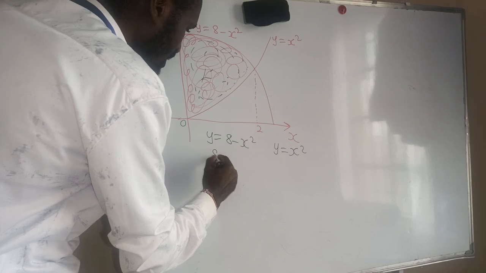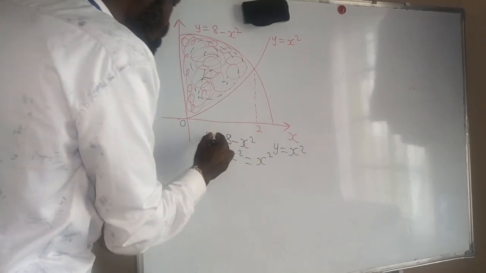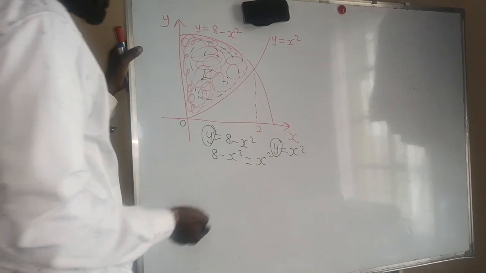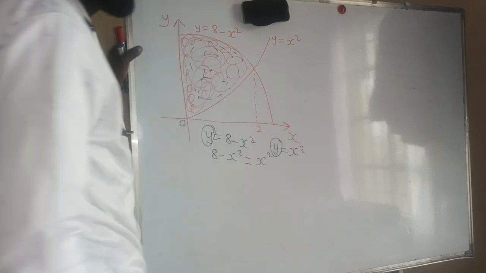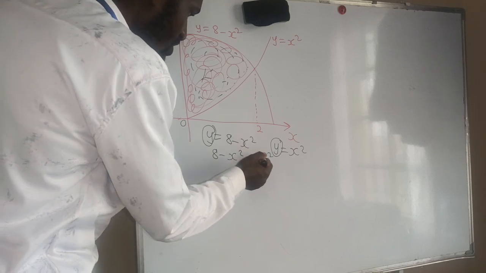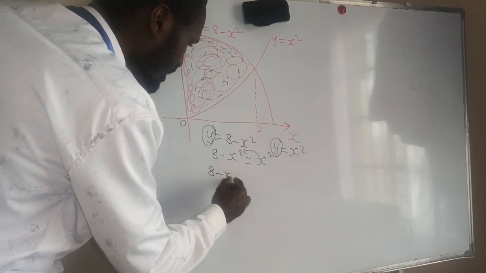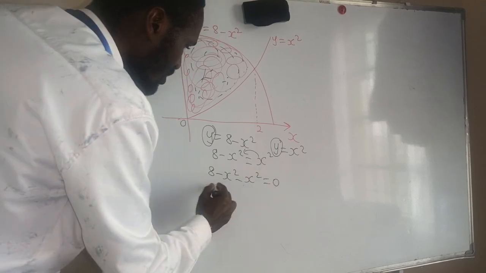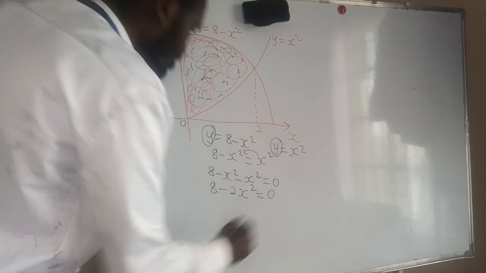So I'll just come here and say 8 minus x squared should be equal to x squared. Why? Because I know this is y and this is also y, so y must be equal to y. So I take the first expression of y, equate it to the second expression of y, and see what the combined equation is. So I'll take this onto the other side, so I'll have 8 minus x squared minus x squared equal to 0. So this translates into 8 minus 2x squared, and the answer must be equal to 0.